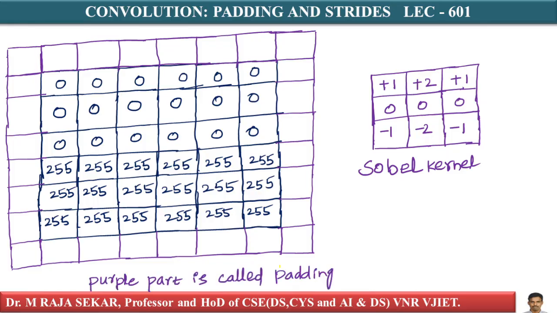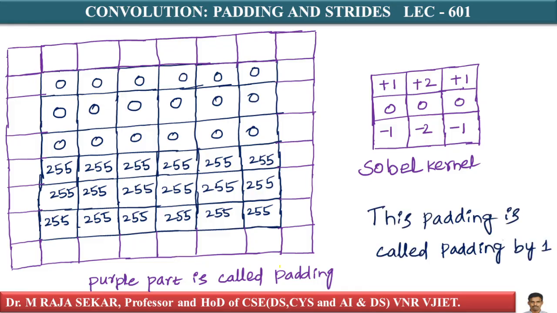The purple part is called padding. The way you pad yourself when you go for tough sports like rugby, you pad yourself with something extra. So we are padding one extra layer around it. This is called padding by 1, because you are padding one extra layer around it. By providing one extra layer, you are changing the matrix from 6 by 6 to 8 by 8. There is a 6 by 6 matrix initially, and we are converting it to 8 by 8 by padding.